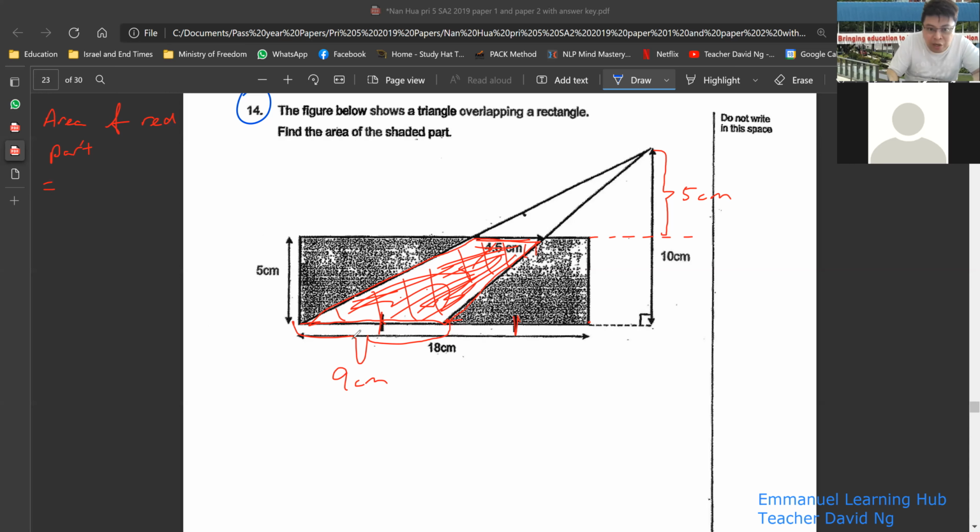So area of red part, because now I'm presenting to you, so I call it area of red part. Basically, it's the area of the big triangle minus the area of the small triangle. Can you see the small triangle? Yes, because the length is given to you, so this length you can find. So it's basically half base times height minus another half base times height.